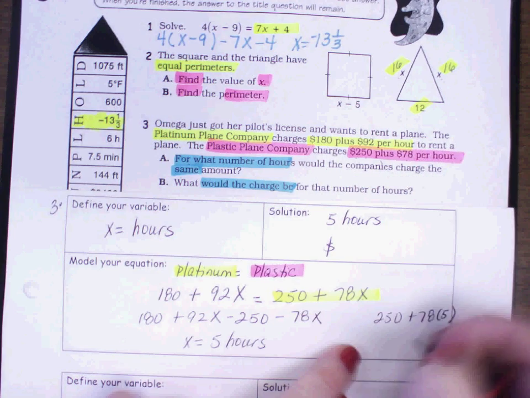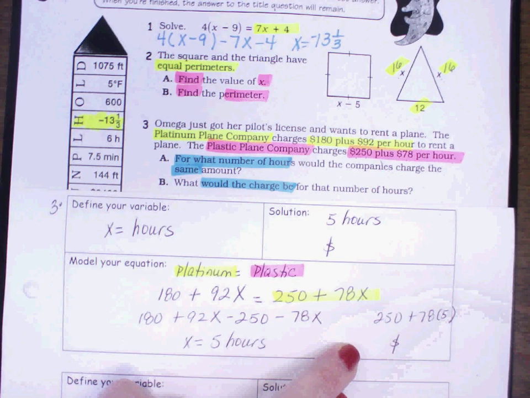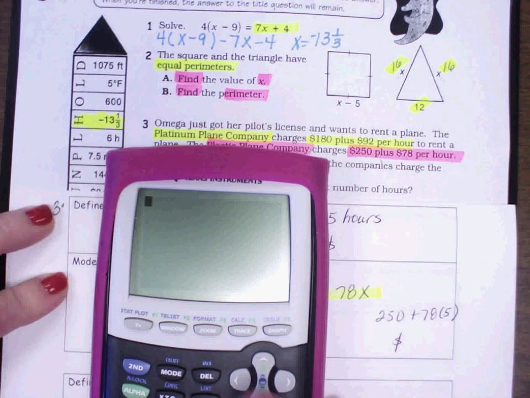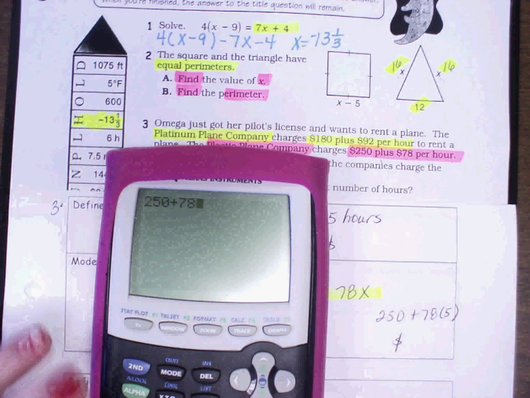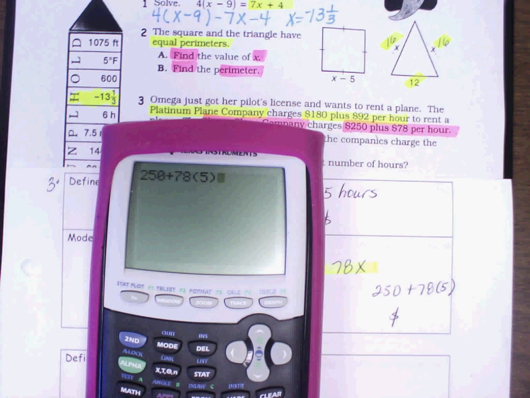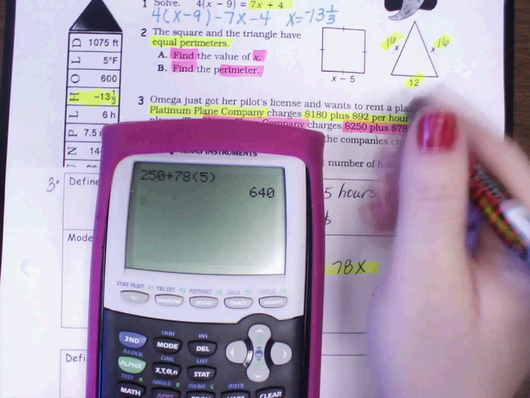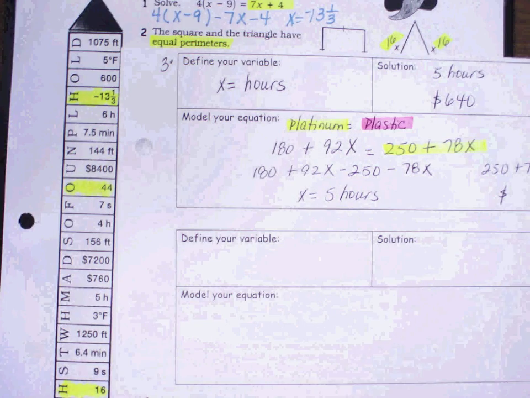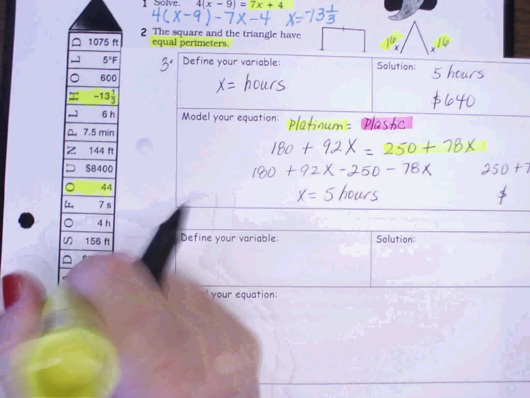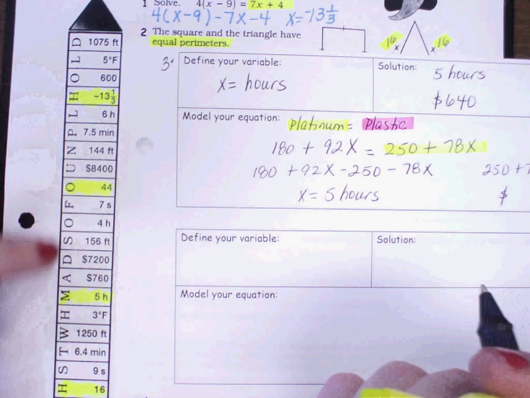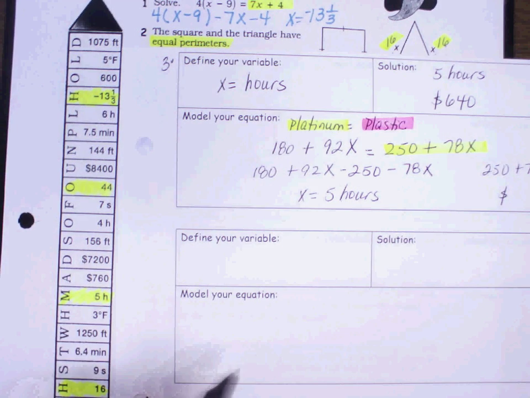So this would be 250 plus 78, and instead of an x, what am I writing? 5. So times 5. So quit equation solver and do 250 plus 78 times 5. Write it exactly like you see it. And that should be 640. Let me make sure that we're correct.